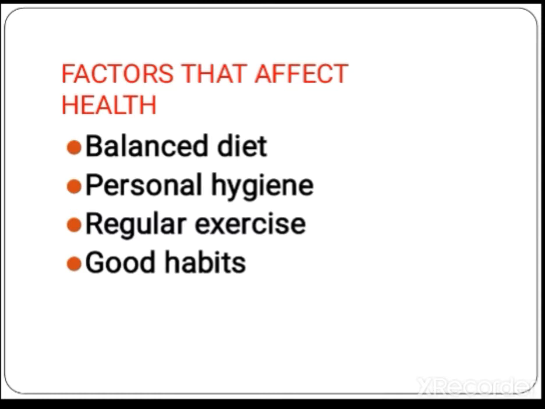So factors affecting health: that is balanced diet. If you take a nutritious diet, you can protect yourself from all types of diseases. In a balanced diet you have to take protein, carbohydrate and fats. Fats are not much needed. Carbohydrate and fat are both energy-giving, but protein-rich food and vitamin and mineral-rich food are needed. You need some carbohydrate and fat also. So a balanced diet is needed.